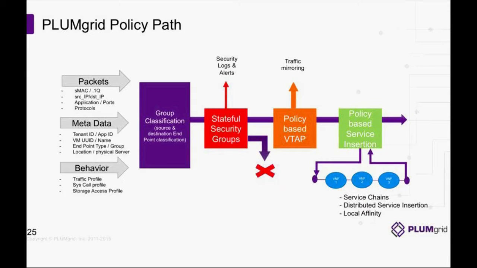Once we've classified, we pass on to the stateful security groups. Security groups are the second half of micro-segmentation, and we'll talk about those in a minute. But those security groups are creating the policies which create the isolation between the three tiers of that three-tier architecture within the same tenant. From there, if traffic is allowed to proceed, we can insert any of our policy-based offerings. So we can set a policy-based VTAP. It's a pretty robust virtual tap device where we can mirror off traffic based on a set of criteria. Or we can insert certain devices, third-party devices or service chains, like hardware firewalls or IDS, IPS devices.